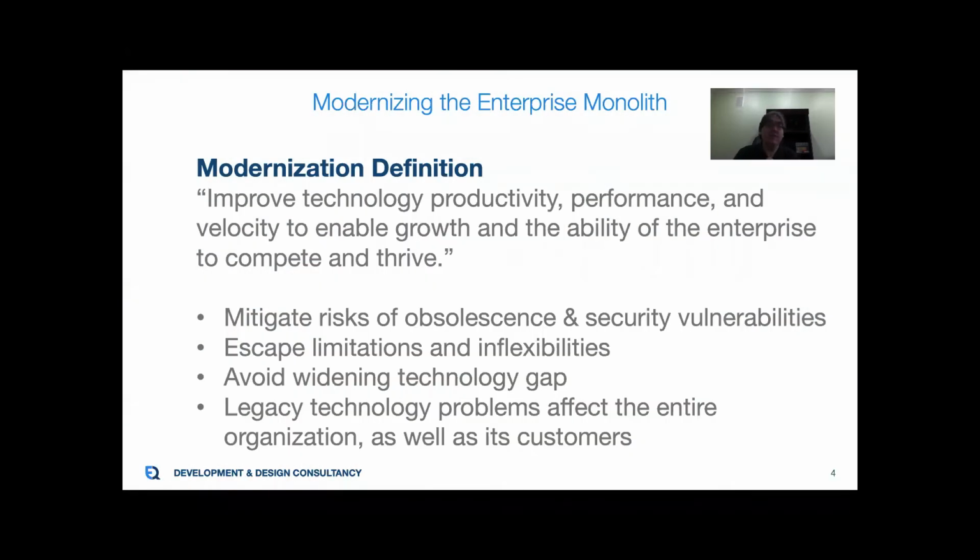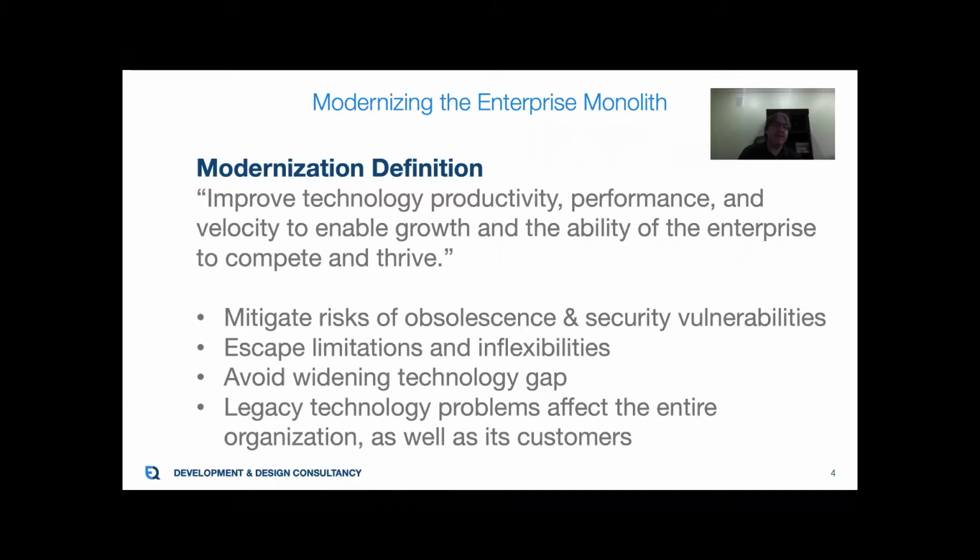So let's kick off with a little definition of what we might mean by modernization. Modernization is different for every project, team, and story that we see. But we can often say we are trying to improve technology productivity, performance, and velocity to enable growth and the ability of the enterprise to compete and thrive. And that last part is very important. It's really the whole enterprise we're trying to help.